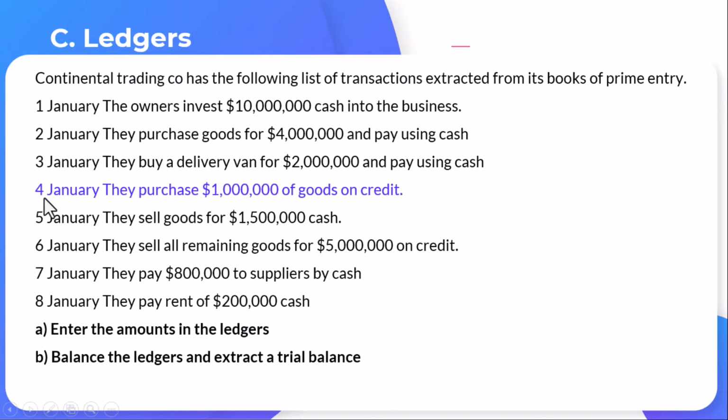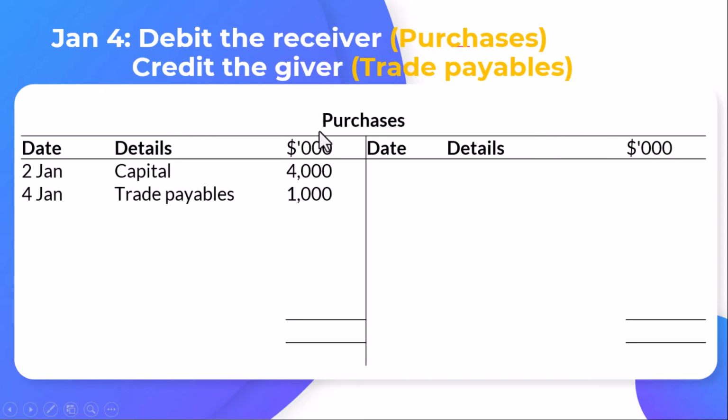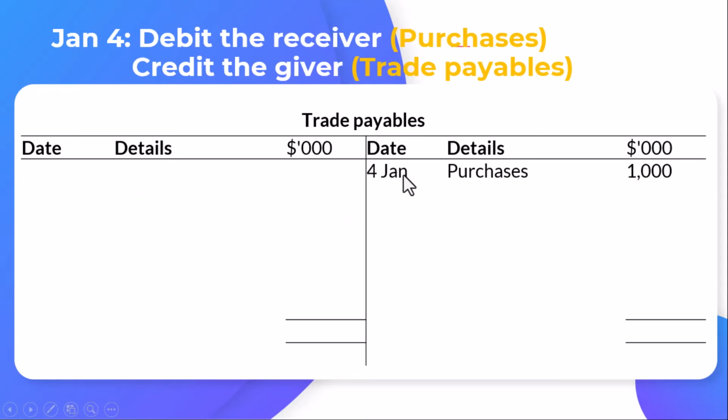We can go to the next transaction, which is on the 4th of January. They purchase 1 million of goods on credit. So here we are increasing our purchases and increasing our creditors. So we go back to the purchases account, which already had amounts, and we say 4th of January. Creditors are also known as trade payables. So trade creditors or trade payables is one and the same. So we debit purchases because purchases have increased with 1 million, and then we're going to credit trade payables. So we open a new account, call it trade payables, on the 4th of January, and so we enter purchases to show where the amount has gone, and we enter the 1 million.